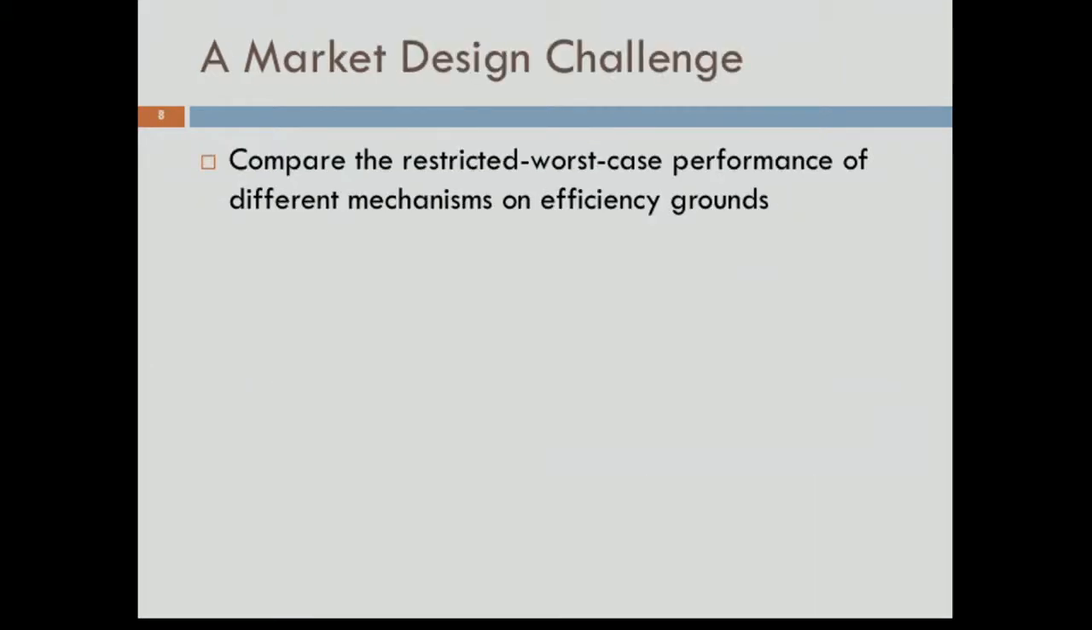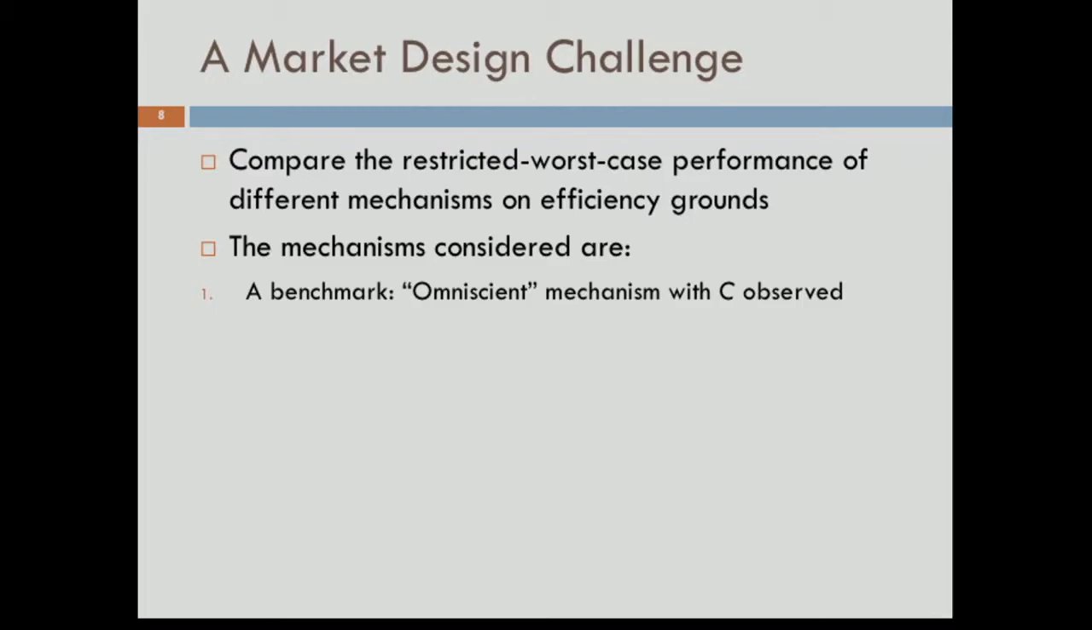So the market design challenge: we want to compare the restricted worst case performance of different mechanisms on efficiency grounds. And I'm going to consider the following mechanisms to do the comparison. The first is a benchmark that's theoretically not achievable. It's what we'll call the omniscient mechanism, in which you actually observe C, and you can eliminate adverse selection because you know what C is, and you can assign the items efficiently.